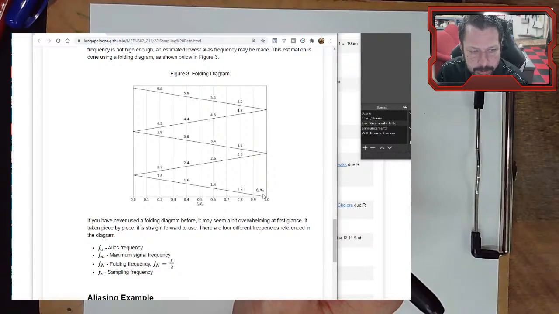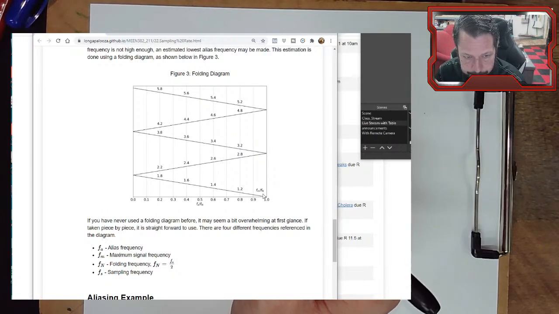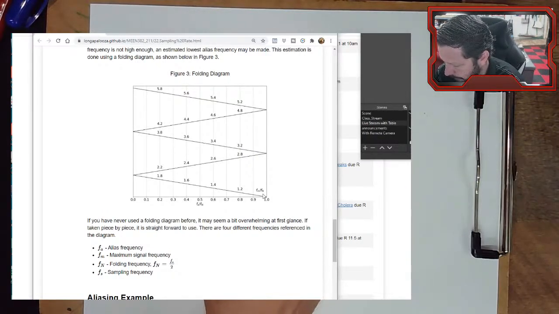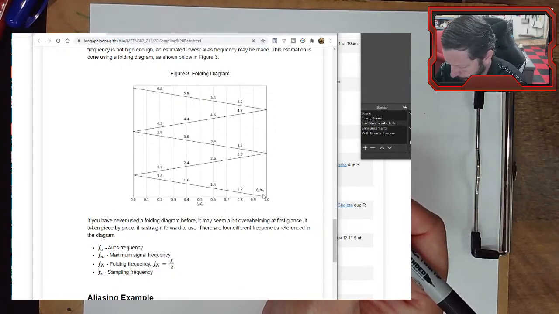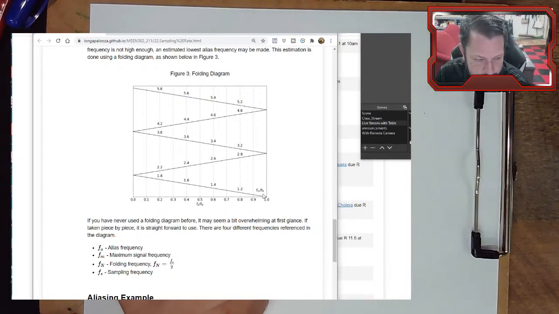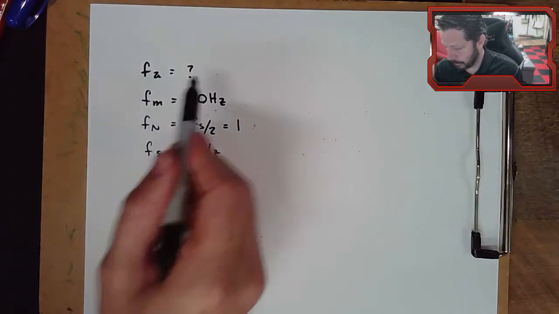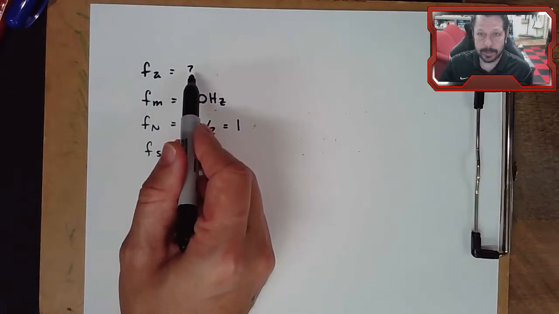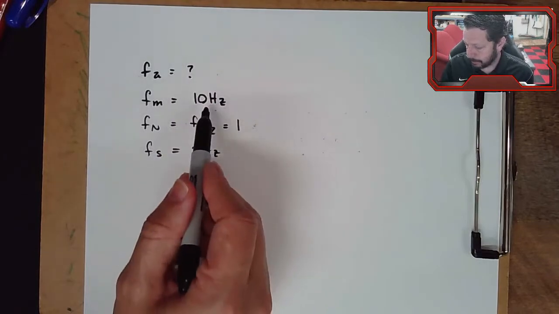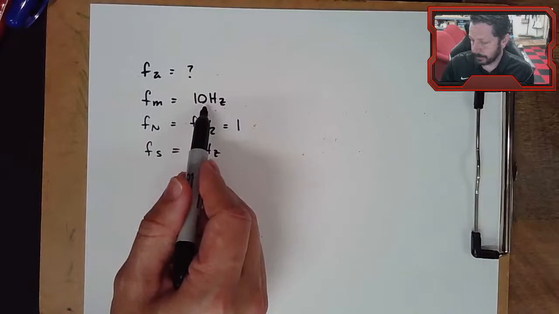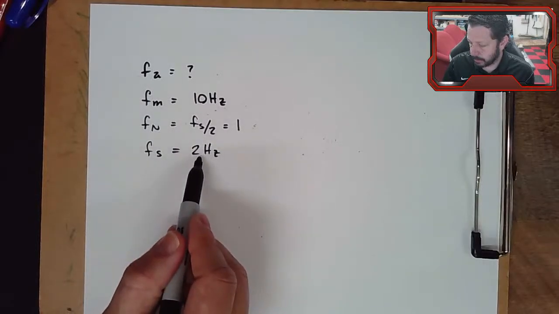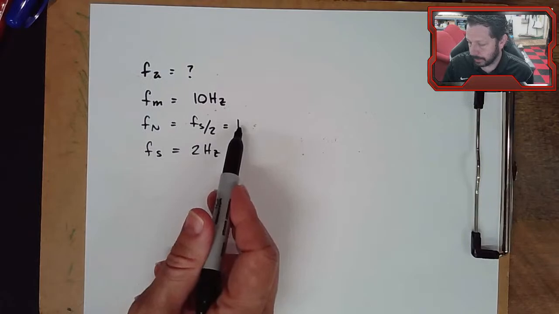So our folding frequency is 1. I don't want to use 1. Well, no, we can use 1. It'll be fine. So we sample at 2 hertz. Folding frequency is 1 hertz. All right. So this is all I wrote down. We don't know our alias. This is what the signal that we're looking for might show up as. We want to find a 10 hertz signal. Our folding frequency is our sampling rate, 2 hertz, divided by 2, so it's 1.